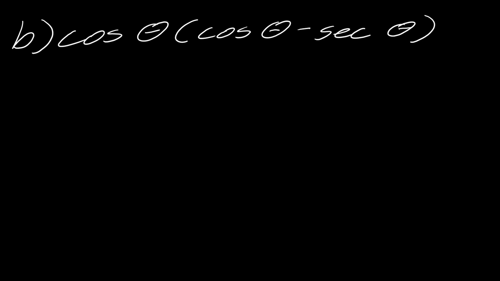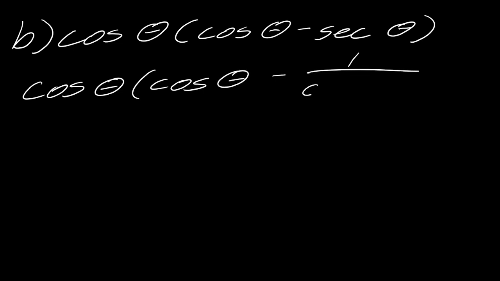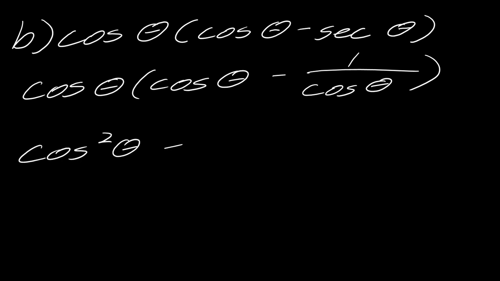Okay, so you have some options of how to handle this. I could rewrite this as cosine theta times cosine theta minus 1 over cosine theta, and now I can distribute so that this becomes cosine squared theta minus 1. Okay, so we want to write this in the fewest amount of terms possible. That's the goal. So if you can think of any other identities that might relate to this where we could write this in fewer terms, that's what we want to do.